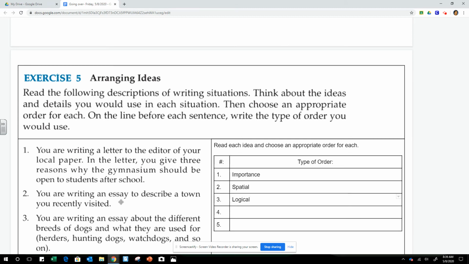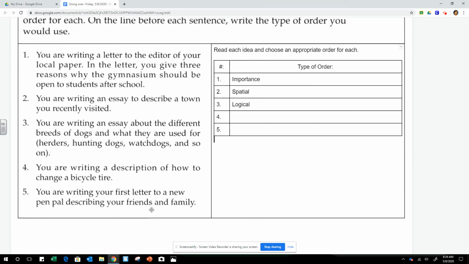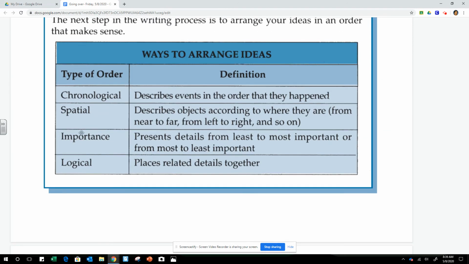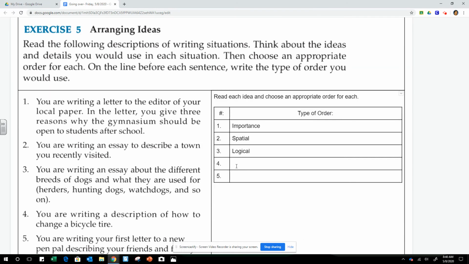All right, number four, you are writing a description of how to change a bicycle tire. All right, if I'm looking at how to change a bicycle tire, I'm probably going to be reading some directions. They're probably going to say, first do this, next do this, third do this. So if I'm reading directions, that must be talking about a chronological type of writing. It describes events in the order that they happened, because I have to follow a sequence of directions. So here I would say that it's chronological.